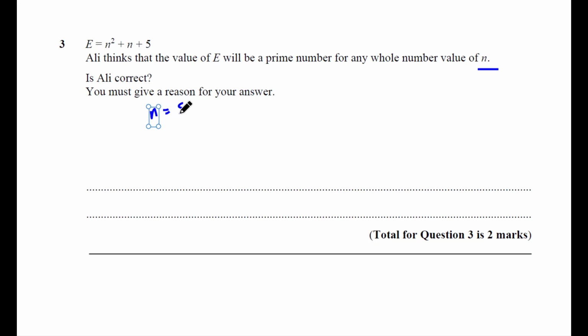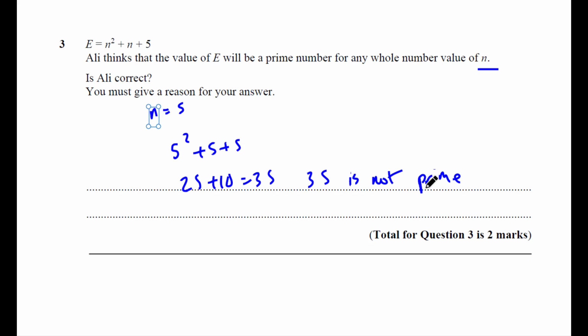n equals 5. So you're going to get 5 squared plus 5 plus 5, and then that equals 25 plus 10 equals 35, and 35 is not prime, so Ali is not correct.